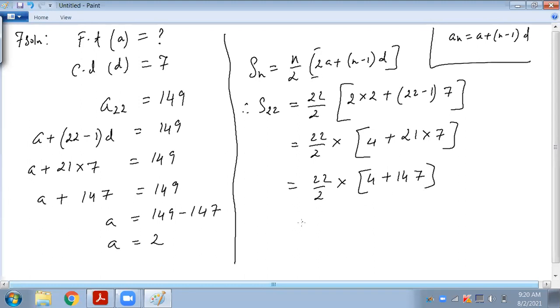Now we can add it and remove the bracket. 147 plus 4 is 151. We can cut it. Then we can multiply and write the sum. So 151 into 11 is how much? It is 1661. Okay, once you're done, you can raise your hand.